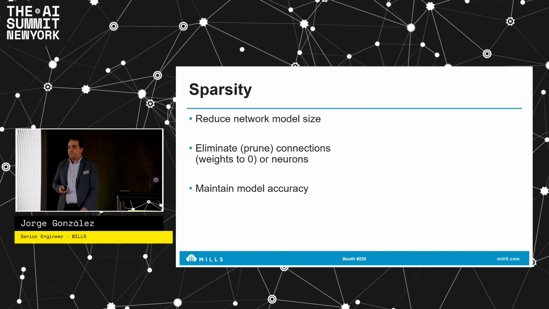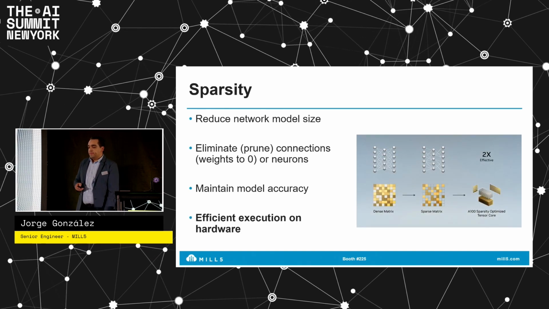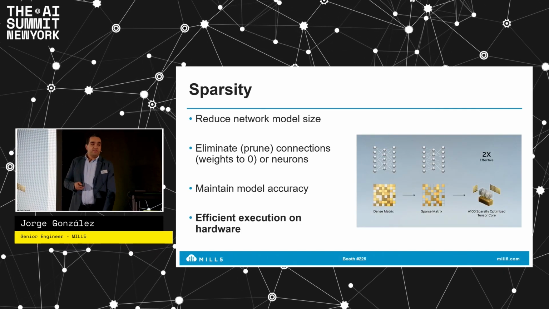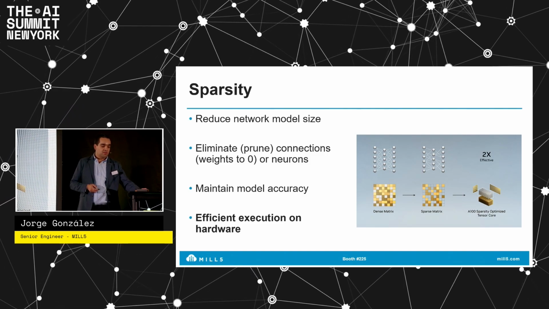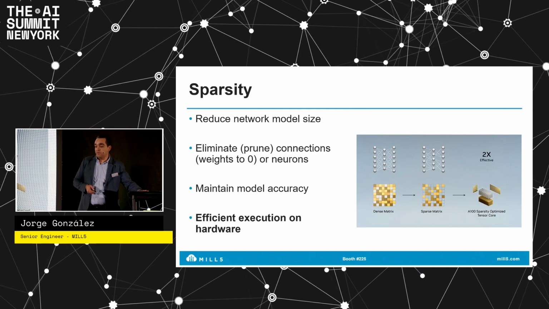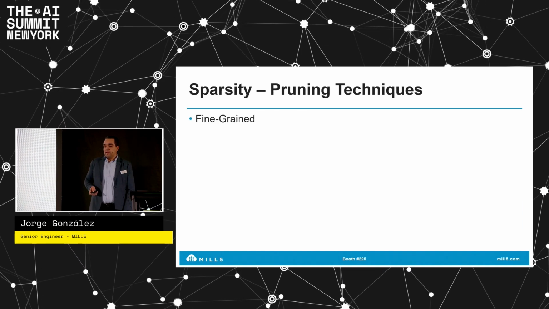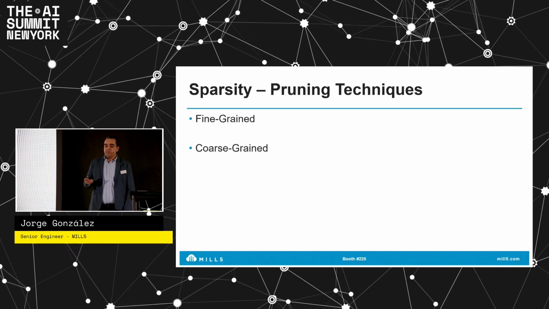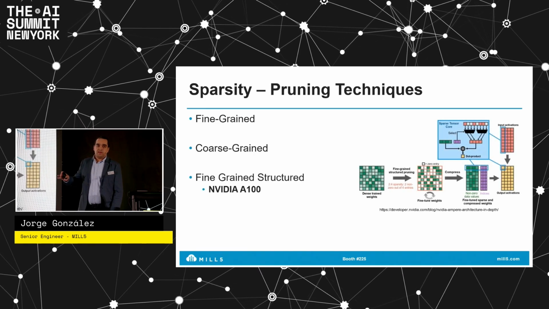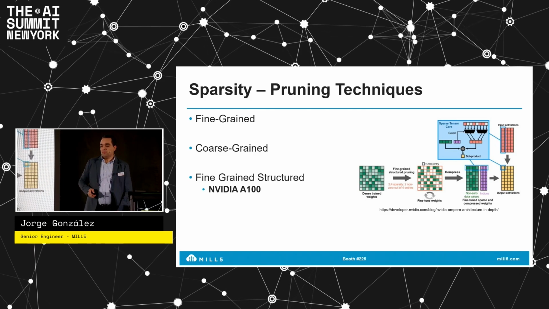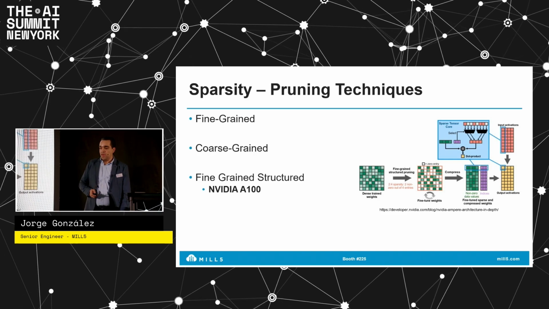We do that maintaining the model accuracy. That is important, of course. And that also allows us to run efficiently in hardware. These devices are small, so you need to consume less memory if possible. There are some techniques to apply sparsity. There are pruning techniques. You set the weights to 0, you remove entire parts of the neural network. We can talk about that at our booth, but that is everything that we have to show you today.